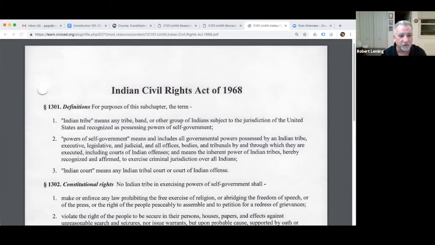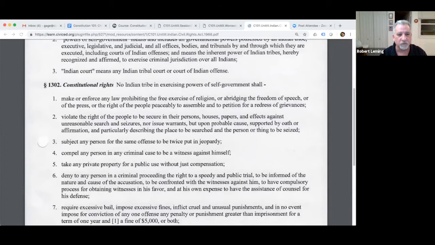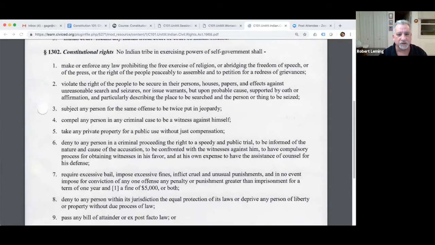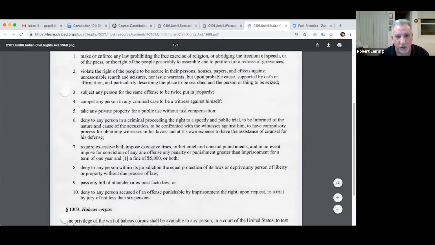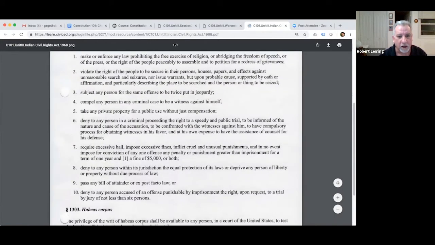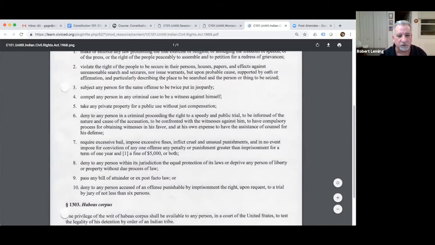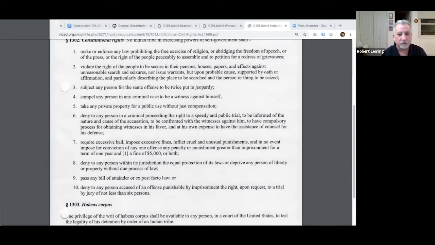The first part is definitional. Look at the constitutional rights. I'm gonna give you a few minutes to look at this and chat in here on what you see that is similar to what we have in the Constitution, the Bill of Rights, or any kind of amendments that we might have. And then point out, secondly, what do you see as a distinct difference? I think it's pretty straightforward.